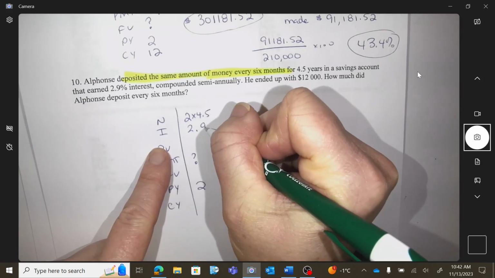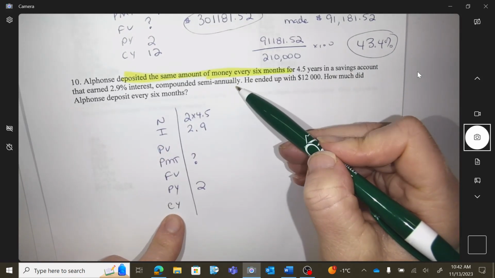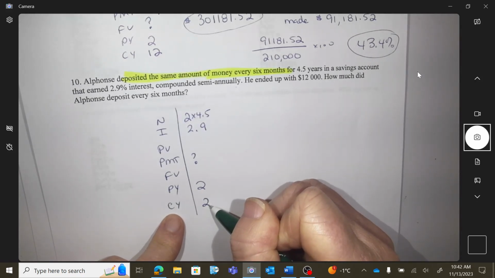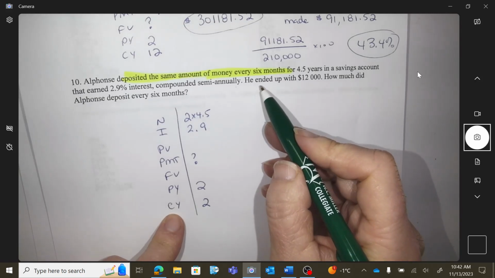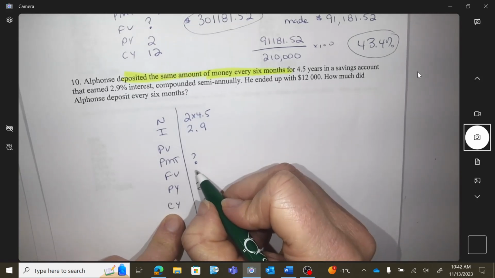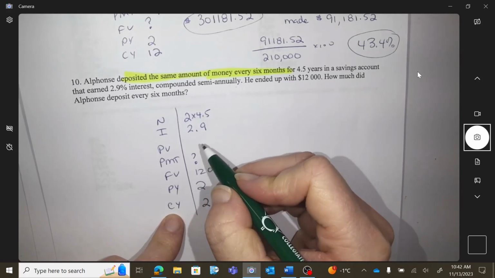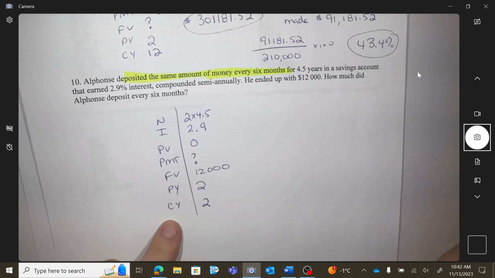2.9% compounded semi-annually, so 2 down below, ended up with 12,000. How much did you start with at this point? Nothing. Okay, there's your info, solve.